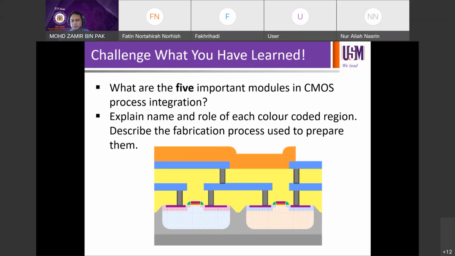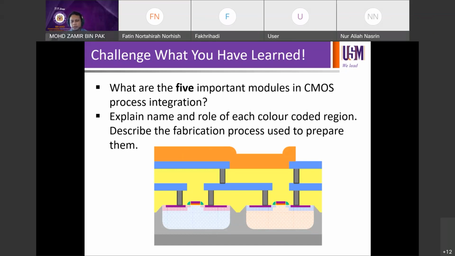Wells, okay. Wells in the front side. Now you can also relate to the schematic down there, even though they don't have the labels. Isolations, okay. 1 well, 2 isolations. How about the remaining 3 modules? Junction, 3. Cool. 2 more. Wells, isolation, junction.